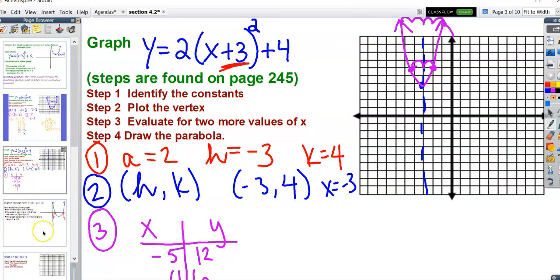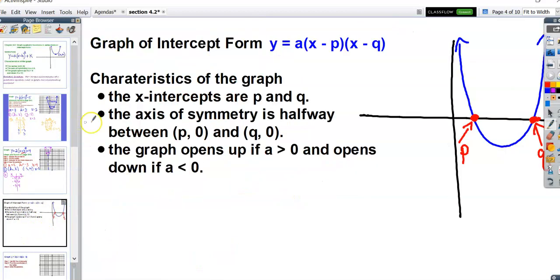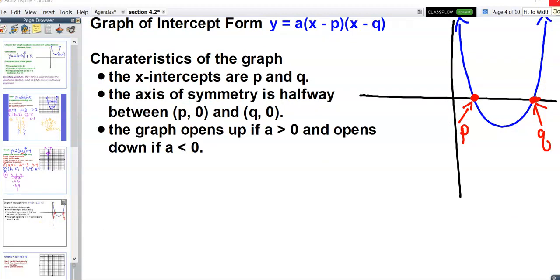All right, next. What happens if we're in intercept form? Intercept form will be written in the form y equals a times the group x minus p times the group x minus q. The x-intercepts are going to be whatever p and q are, and the axis of symmetry is going to be halfway in between them.